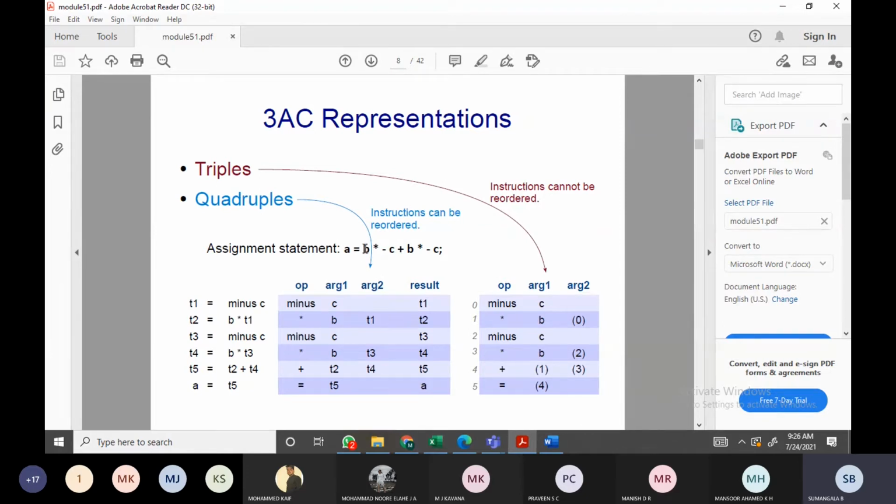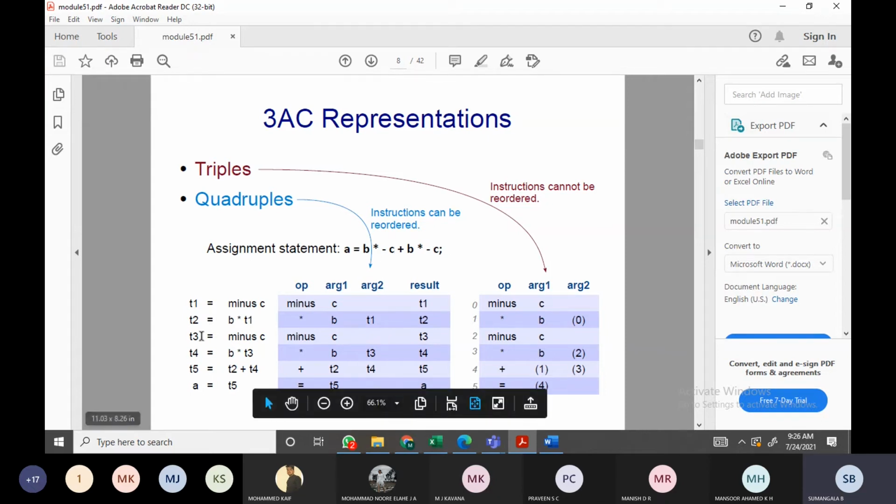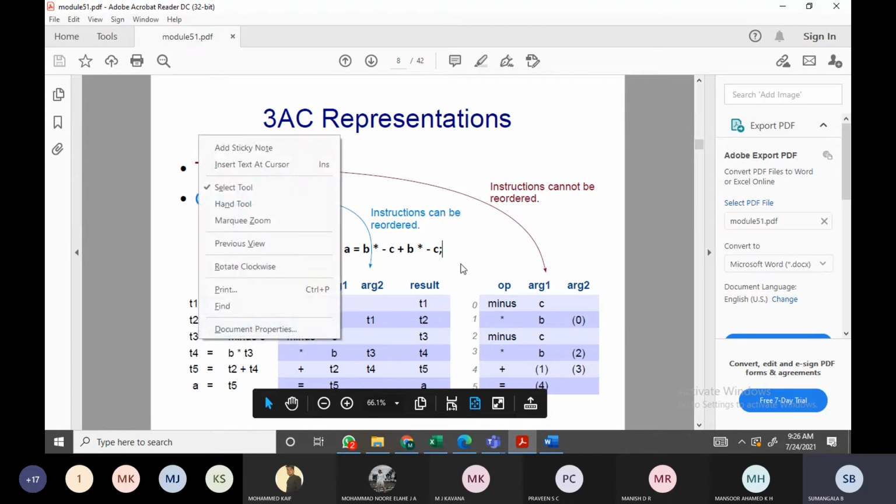Then you go for multiplication of B star minus C. You take B, star, and minus C is stored in T1, so you write it as B star T1, and the result we are storing in a temporary variable T2. Then again you have to perform B star minus C, but this time you store this minus C in the temporary variable T3. So you write T3 is equals to minus C.